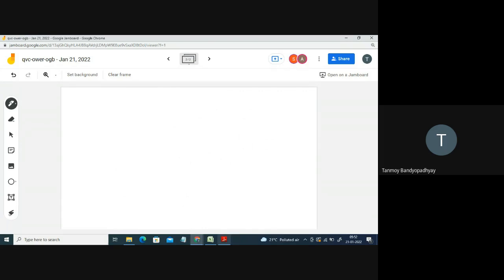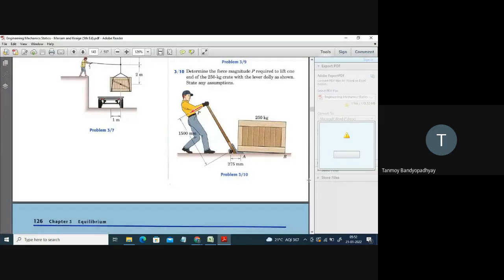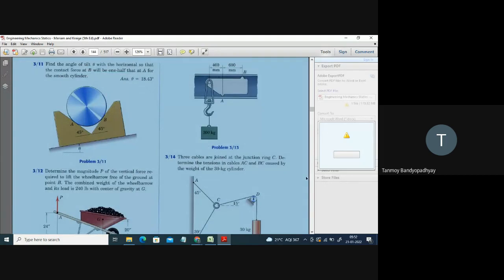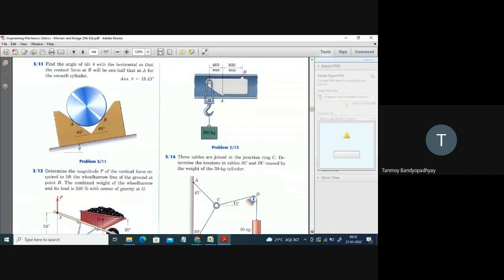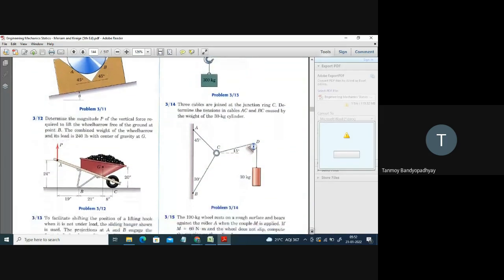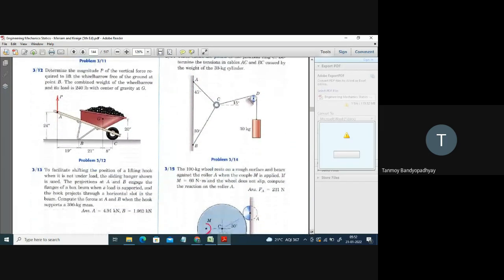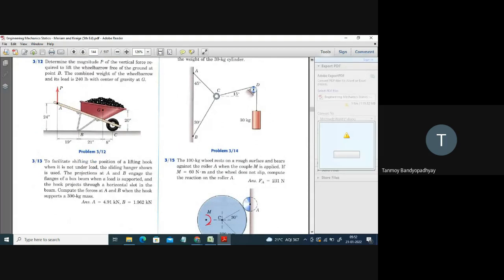Next, from here we have to do the problems selectively. These problems you don't require to do. Straight away we will go to problem number 314. 314 is important. 314 and 315 are both equally important, so we will be doing both.